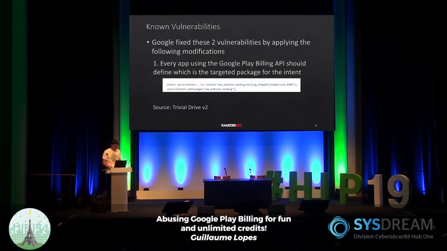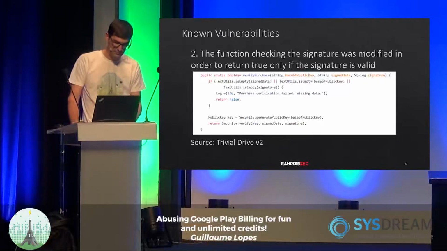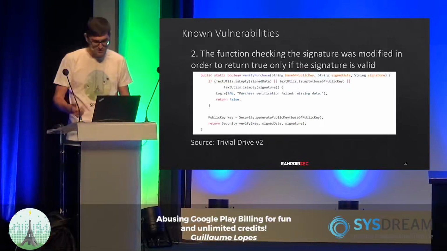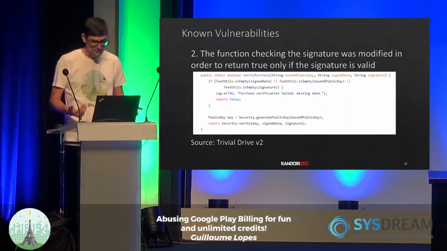You can see service intent.set package and specify com.android.vending. Okay, so that's for the first one. Now we are sending the message directly to the Google Play application. And for the second issue, it's easy. They just modified the verify purchase method, and by default, it returns false, even if the signature is empty. So that's cool.